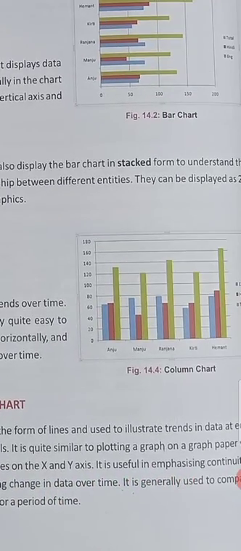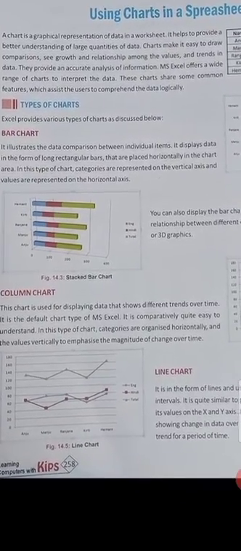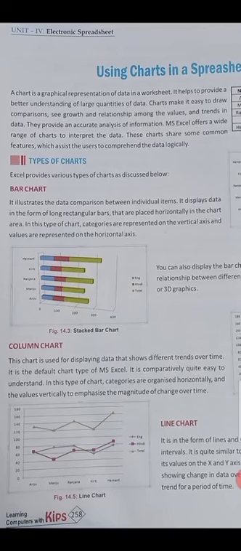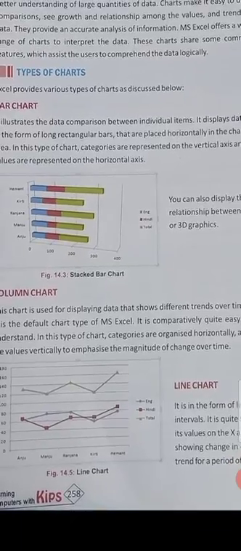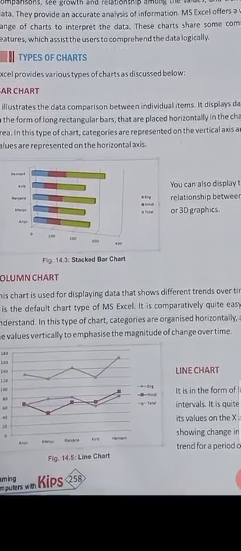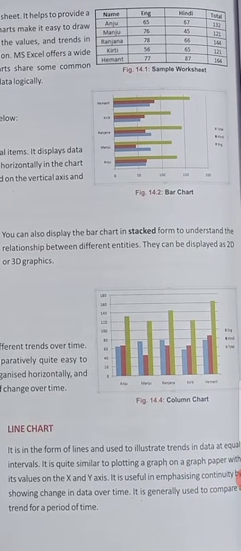Next is column chart. In this chart, we see different trends over time. It is a different type of chart in MS Excel. It is quite easy to understand. In this type of chart, categories are organized horizontally and the values vertically to show the magnitude of change over time.